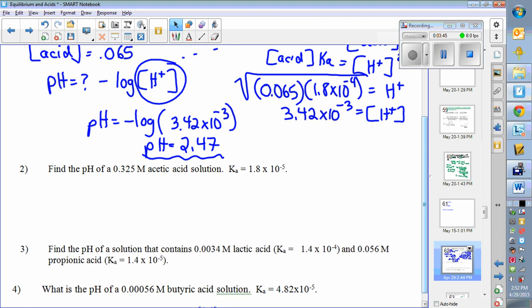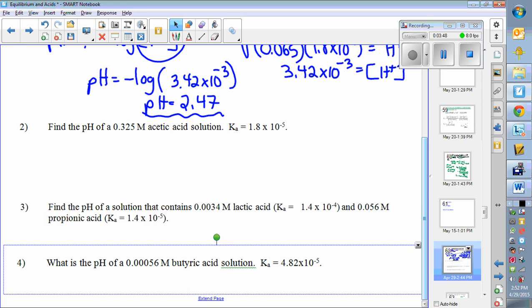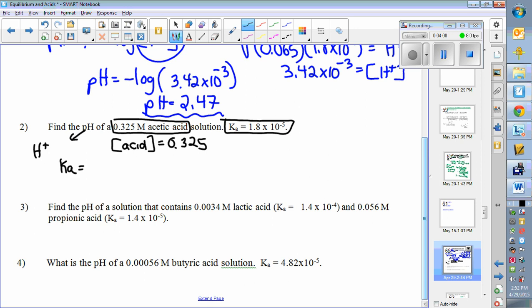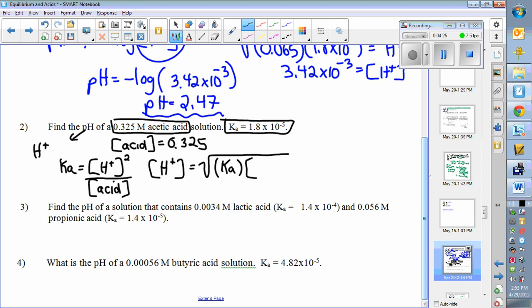The second question also wants the pH, and this time they give us an acetic acid concentration. So there's our concentration of acid, and it is 0.325. The Ka was given, and we're looking for the pH, which means first we need the H+. We saw from our formula that if Ka equals H+ squared over acid, then if we rearrange this formula for H+, again you get the square root of Ka times concentration of acid.